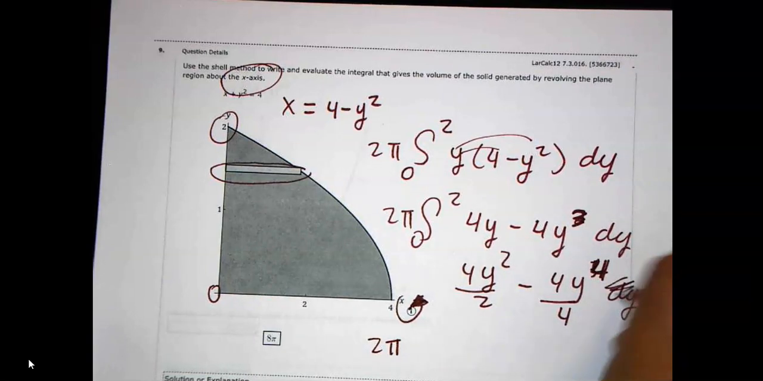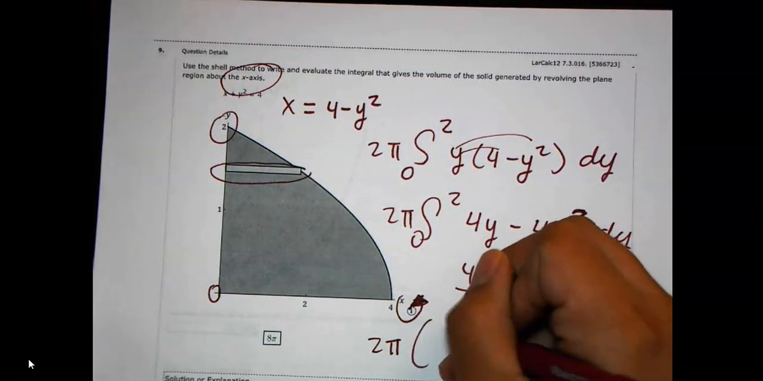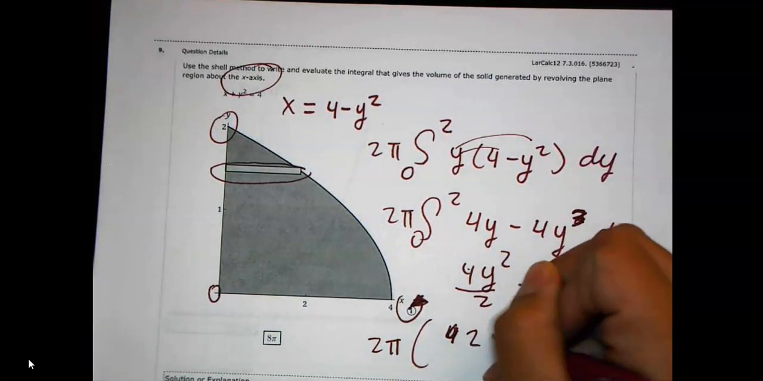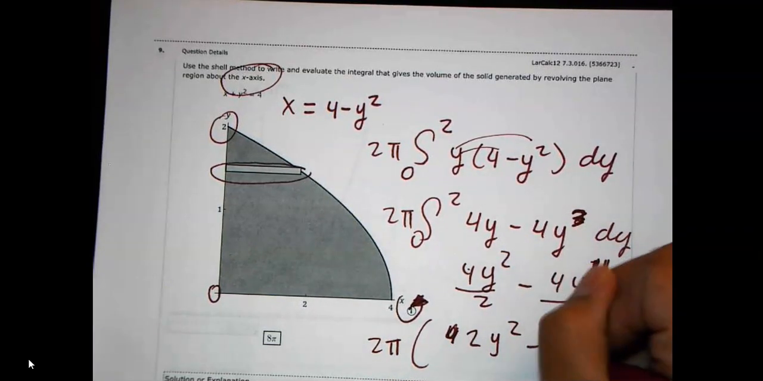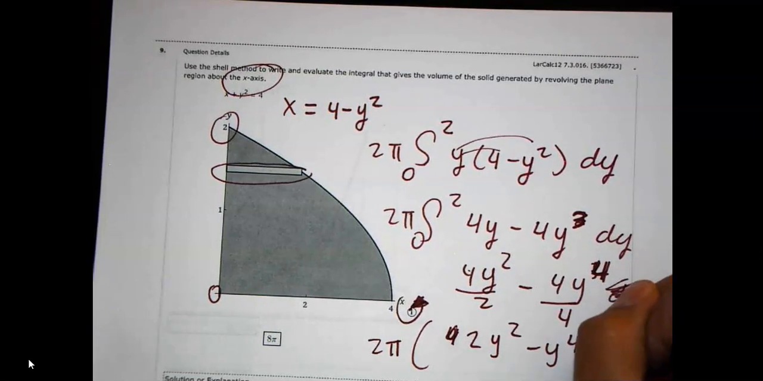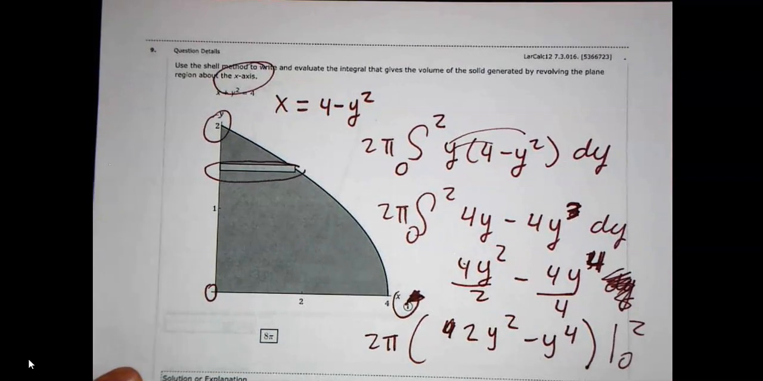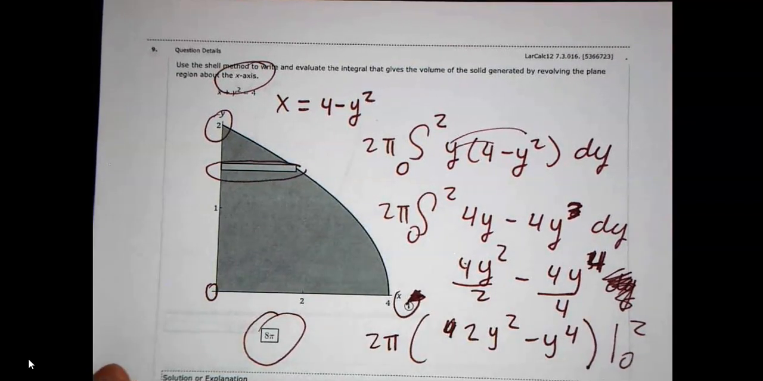And then, are we integrating already? We're integrating already. It's going to be 4 divided by 2, which is 2y squared minus y to the 4 from 0 to 2. So in reality, we just need to plug in the 2. Okay, after simplifying, my answer is going to be 8 pi.